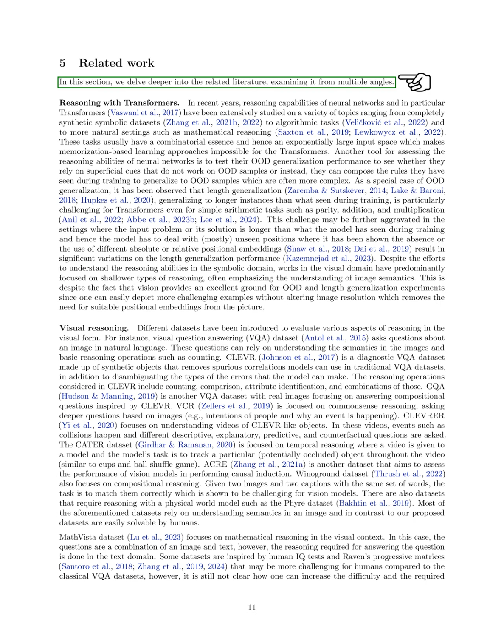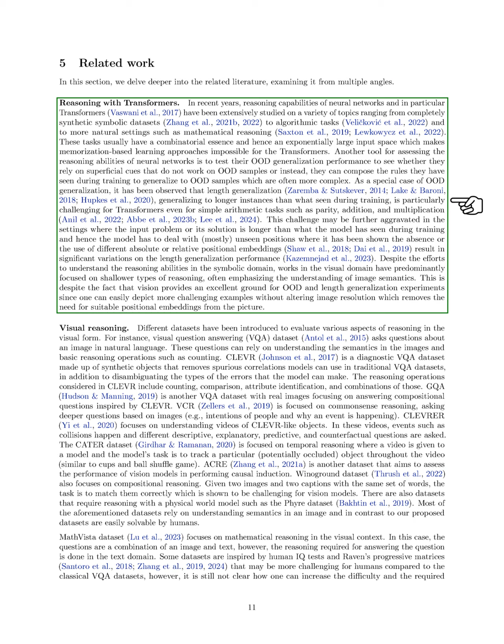Next, we explore related literature from various perspectives. In recent years, the reasoning capabilities of neural networks, particularly transformers, have been studied across different topics, from synthetic symbolic datasets to algorithmic tasks and natural settings like mathematical reasoning. These tasks often involve complex combinations, leading to a vast input space that makes memorization-based learning impractical for transformers.